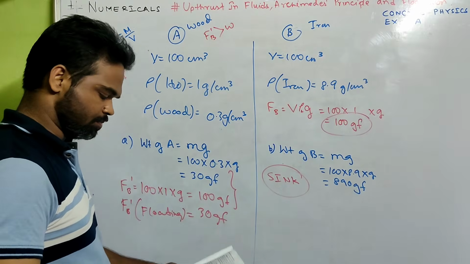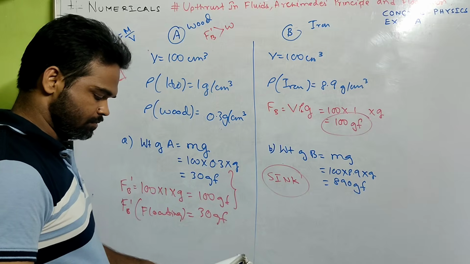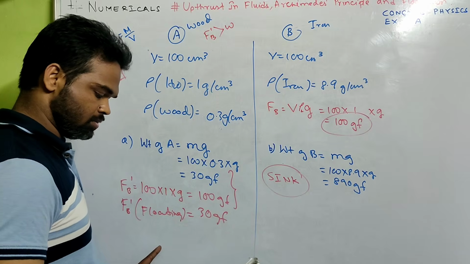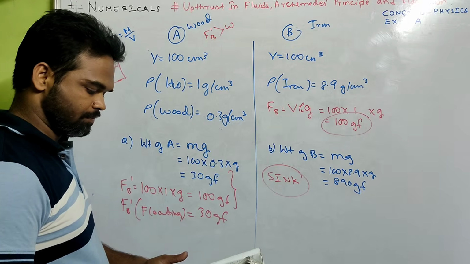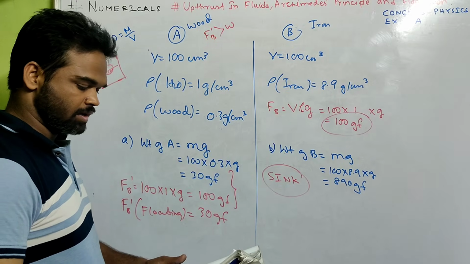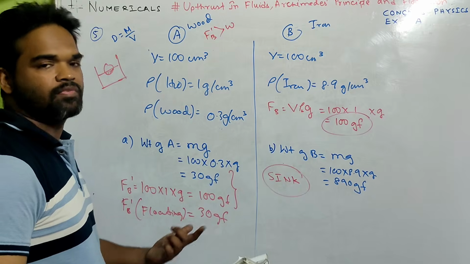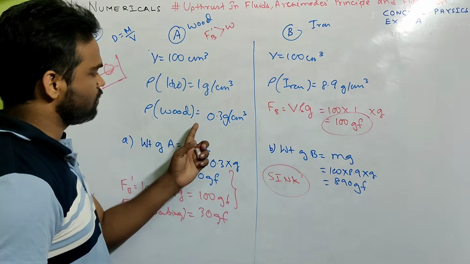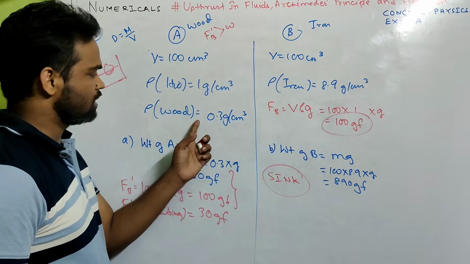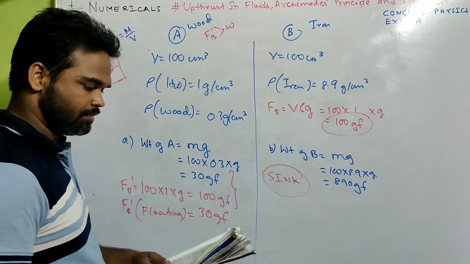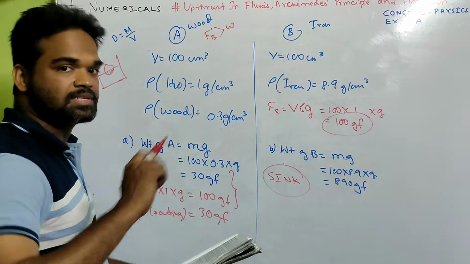We did a sum like this, okay? And they've asked, which sphere will float? Sphere A will float, and B will sink. Give a reason. Of course, the density of water is 1 and the density of wood is 0.3. So the density is less, it will float. Clear? Chalo, we'll do number 6.